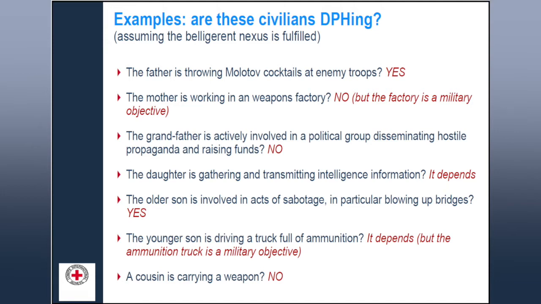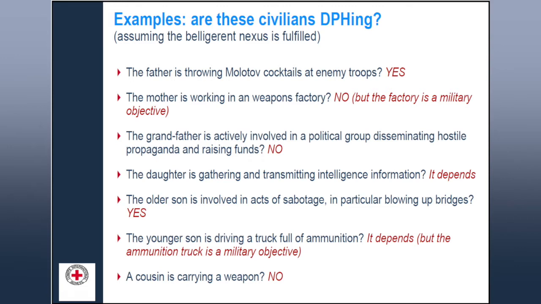Gathering and transmitting intelligence, it depends if it's done at the general level or for a specific operation. If it's for a specific operation, that's part of that operation. Like calling somebody to say there is an army vehicle going out, so you can target them in 2 minutes when they go down the road. Of course, that's part of the operation, and that's directly participating in hostility, but not if you just gather general information about the enemy.